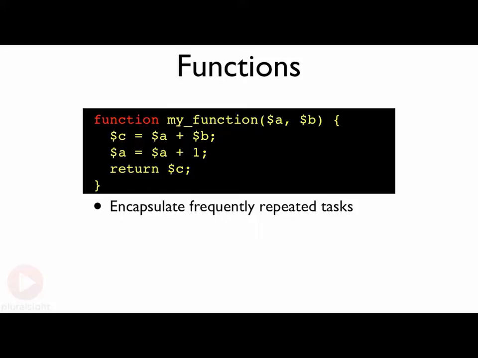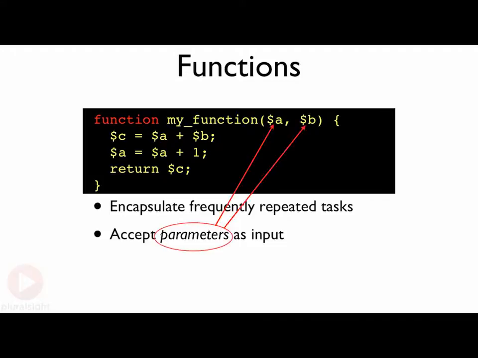Functions in PHP are used to encapsulate frequently repeated tasks. We'll be writing lots of functions as we start to override Drupal theme functions and implement preprocess hooks. The structure of a function begins with the word function, so that we know we're beginning a new function declaration. Then we give a name to our function, in this case my_function, and then we pass in a list of parameters, which will be the input values to our function. In the case of this example, we have the variables a and b.